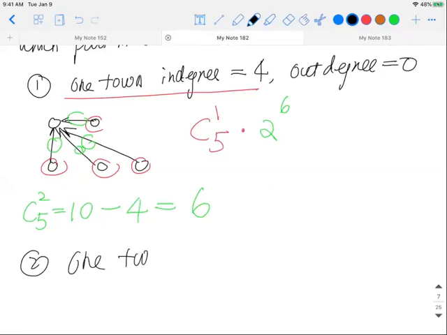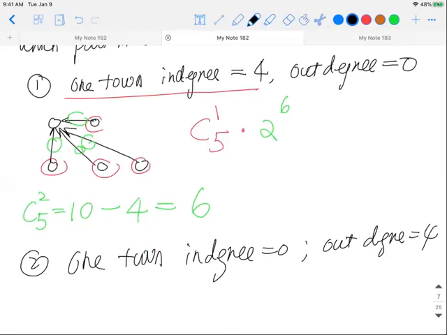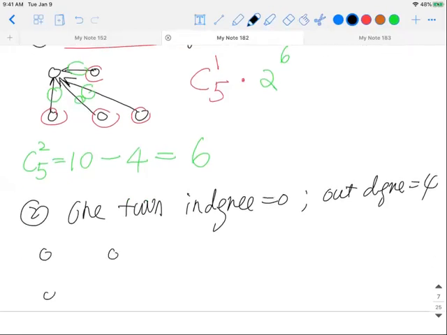1 term, same thing. In degree 0, out degree 4. Exactly the same thing, right? Have a 1 term, 1, 2, 3, 4. You have 1 term. It's actually pointing out to everyone. No one is pointing to him, right? It's pointing out to everyone. It is exactly the same thing. From these 5 terms, each term will be chosen as this out degree equal to 4. And for the rest of 6 rows, you take whatever you want to take.